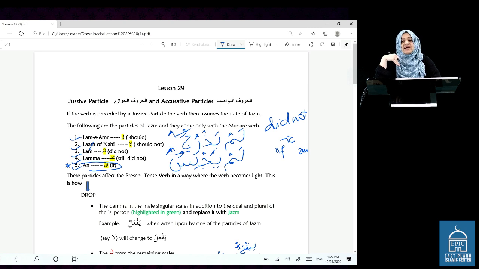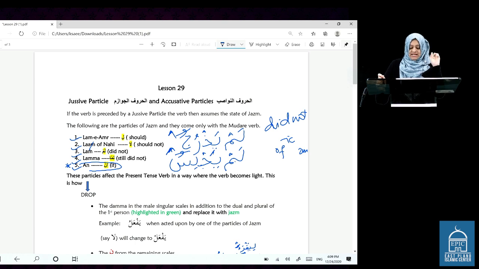You will see when we do the exercise, but otherwise right now today I just want you to focus on the particles, how they affect the mudari verb, and the meaning of the particles, and how you take the meaning of the particle and then the meaning of the root and then translate together. That's basically what I want you to focus on today.